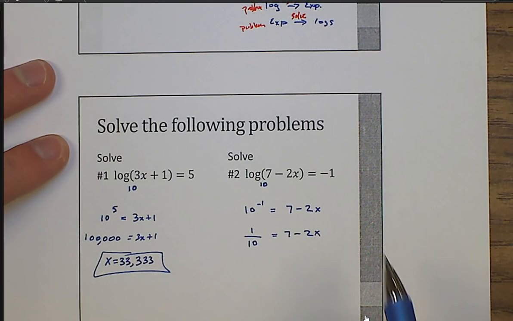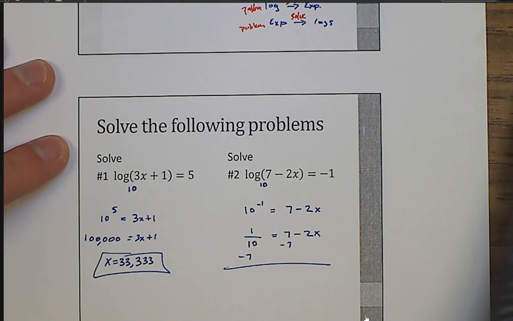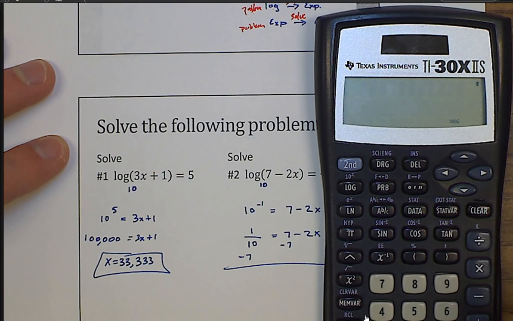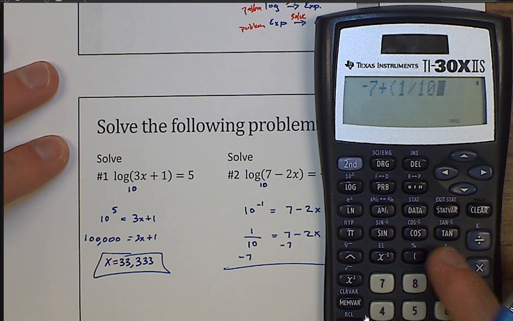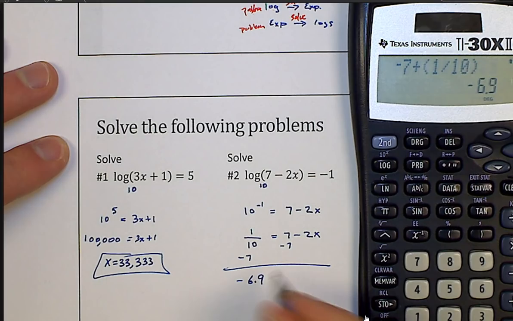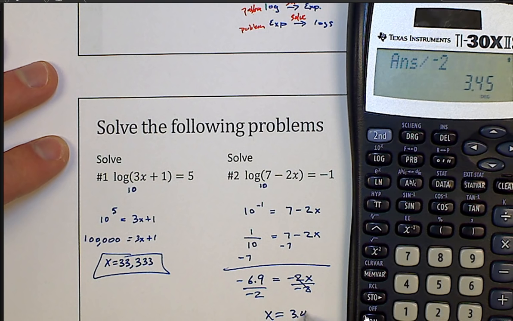And this is a little messy here, but I'm going to minus 7. And we can go decimal here. It's not a big deal. I don't need it in fraction form, so I can go negative 7 basically plus 1/10, and that's going to give me negative 6.9, which makes sense. Didn't even need a calculator for that. And then I'm going to divide by negative 2 on both sides, and when I do that, I get 3.45 as my answer.